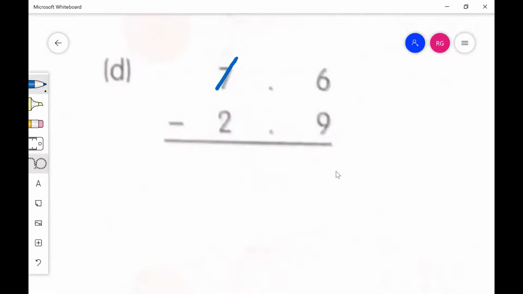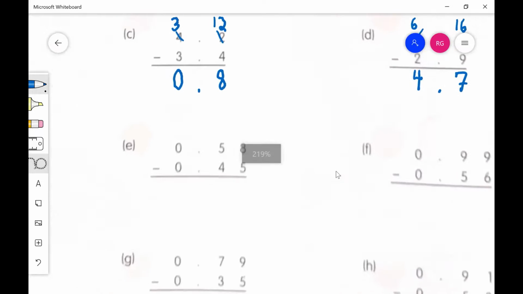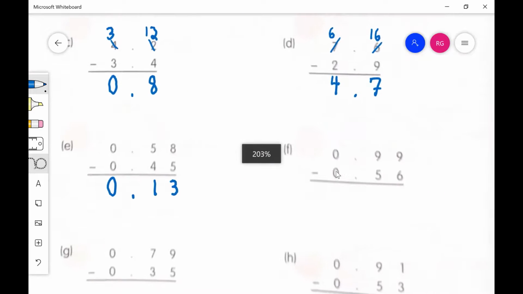Okay. So for the next one, going to need to do some borrowing again. So I'm going to borrow from the ones place. This becomes a 6. This becomes a 16. And now I can subtract. I should get 7 and carry our decimal down. And that's 4.7, or 4 and 7/10. For part E here, this looks pretty simple. I don't need to do borrowing. That's 3, that's 1. Bring the decimal down, 0.13.